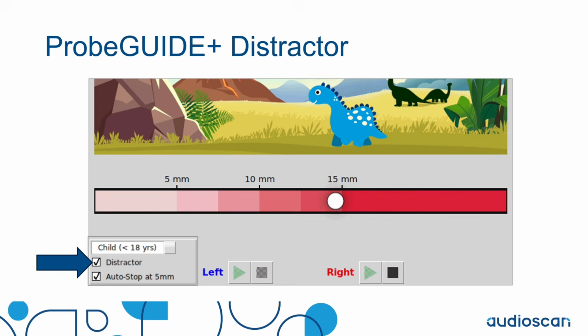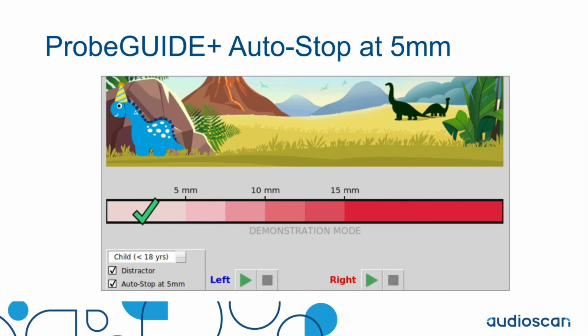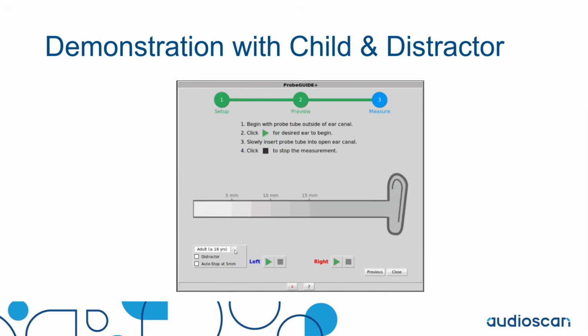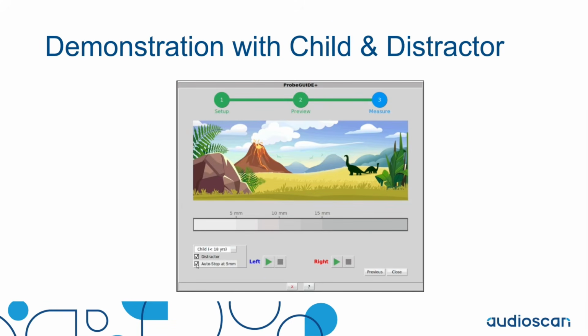As in the original Probe Guide, to free up your hands and avoid having to click Stop, check the Auto Stop at 5mm box so the tool stops when the probe tube is within the recommended 5mm of the tympanic membrane. Once Probe Guide Plus is configured as desired, the white indicator ball and dinosaur distractor will follow the probe tube movement in real time, with a chime and green checkmark to indicate when the probe tube is in the correct position, 5mm from the tympanic membrane. As always, cross-check with otoscopy and utilize the black marker on the probe tube to ensure the position of the probe tube does not change.